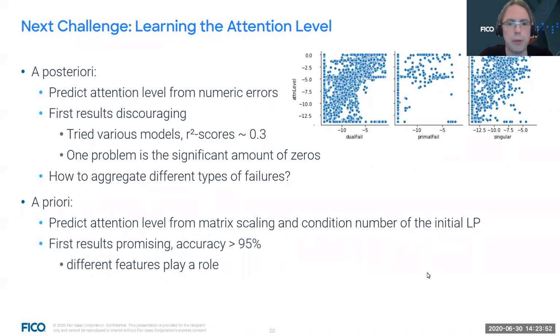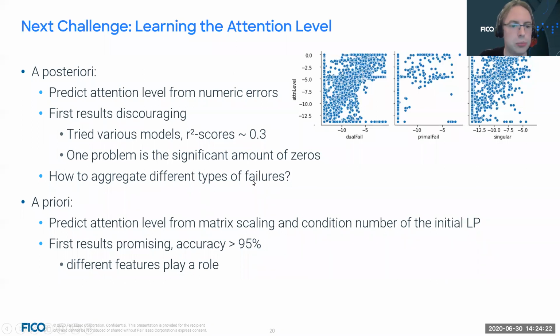And one problem here is that there's a significant amount of zeros. So even though you have a high attention level, you might only observe one type of failure, or you might not even observe actual failures at all, but you just see that there's something going wrong in your final solution, and so on. So we didn't really find a good way so far to aggregate these different kinds of failures.